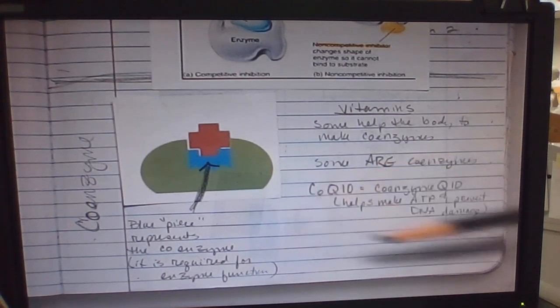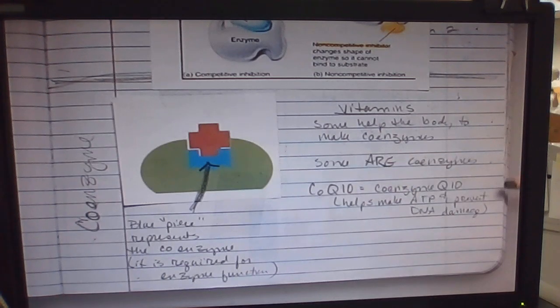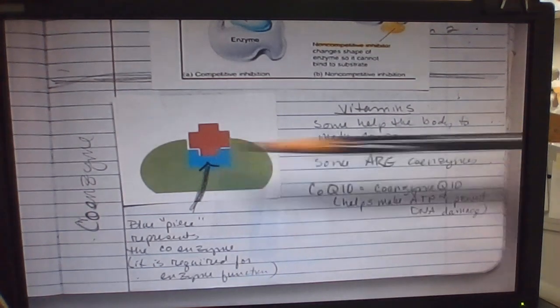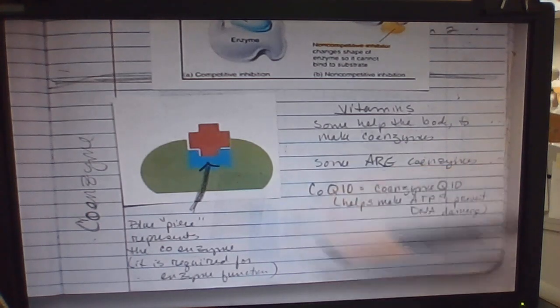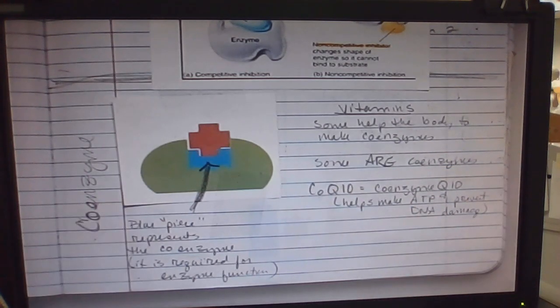So you may have heard on commercials, I hear that all the time, CoQ10. CoQ10 is a coenzyme Q10, and it helps to make ATP and prevent DNA damage. So vitamins are important to us. Some of them help the body to make coenzymes, and so we need coenzymes in order to have reactions take place. Some vitamins actually are the coenzyme. CoQ10 is an example. It helps to make ATP and prevent DNA damage.